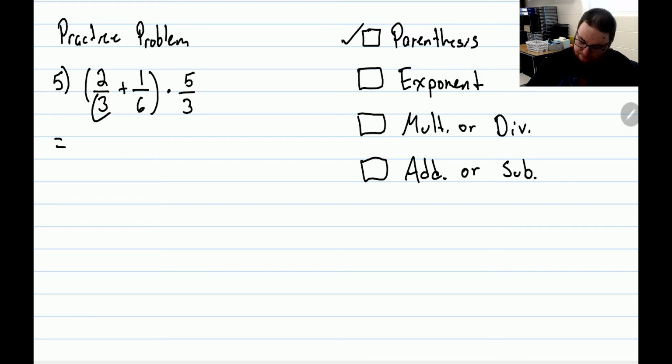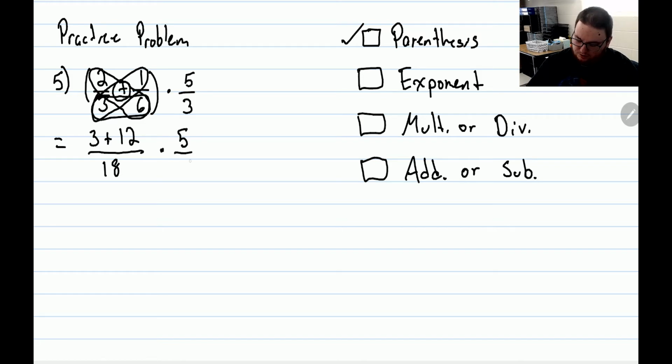So we have the bottom multiplied by the top, so 3 times 1 gives us 3. Then we have the bottom multiplied by the top, so 2 times 6 gives us 12. We take whatever the symbol is between them, so in this case it's addition, and then we multiply the bottoms, and that becomes our new bottom. So 3 times 6 is 18. And then we have this multiplication of 5 over 3.